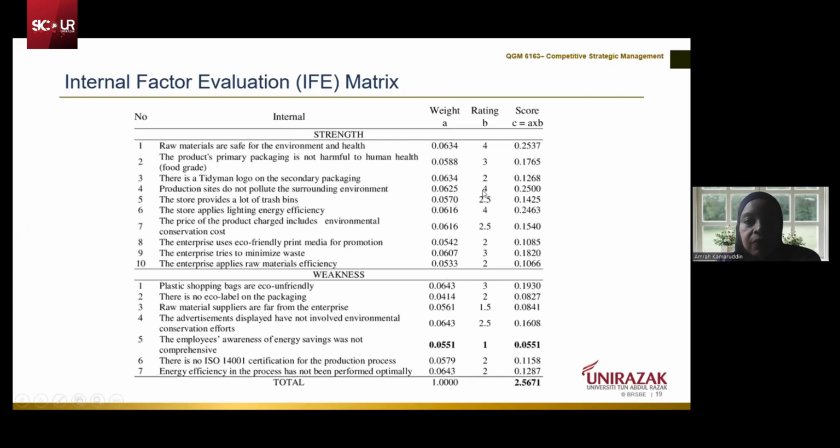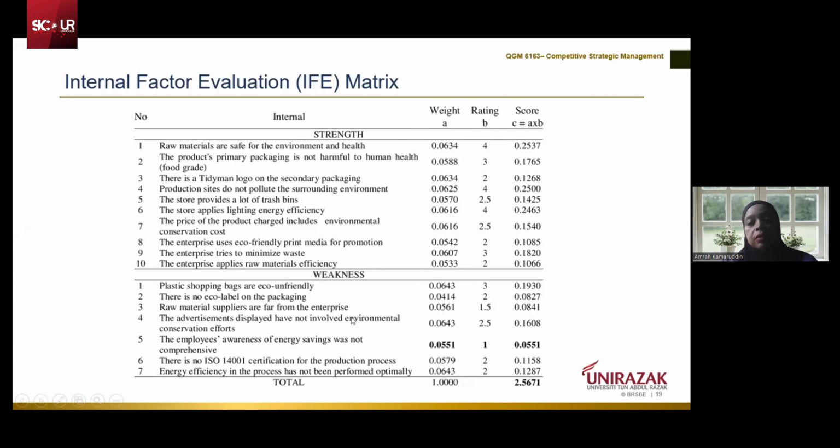The other highest 4 is another one: production site does not pollute. Okay, so 4. Another one is that the store applies lighting energy efficiently. So this is your strength, the highest rating of your internal strengths itself.